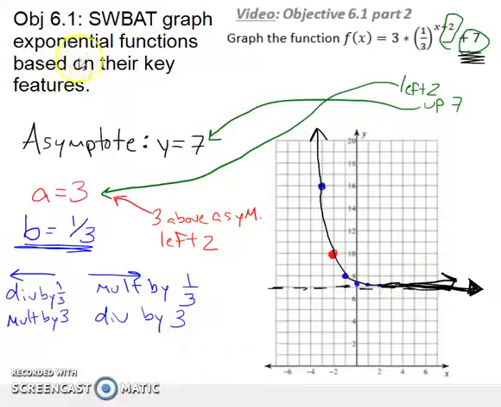So that wraps it up for 6.1. We have graphed exponential functions based on their key features, which are the asymptote, the initial value or the y-intercept, and the multiplier with transformations.